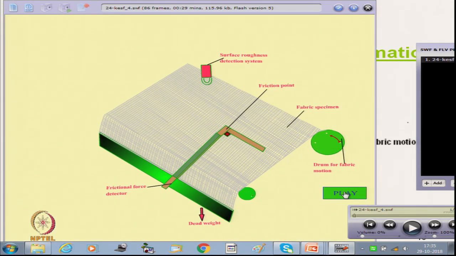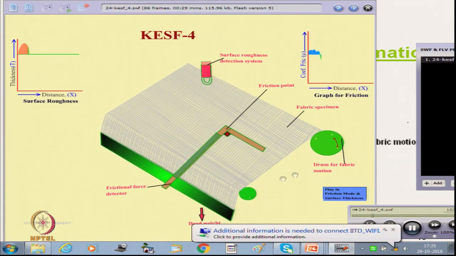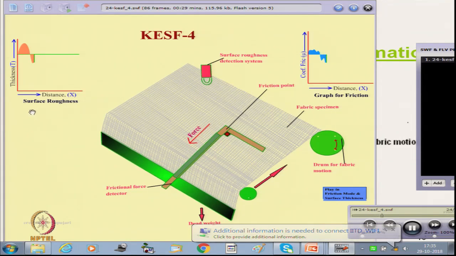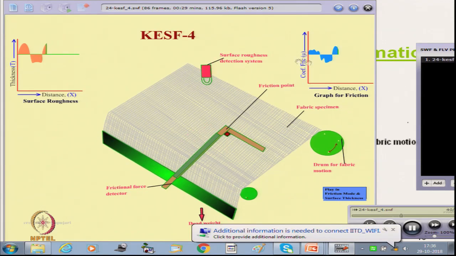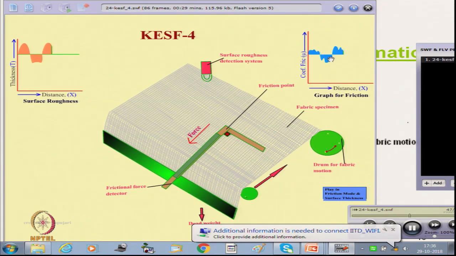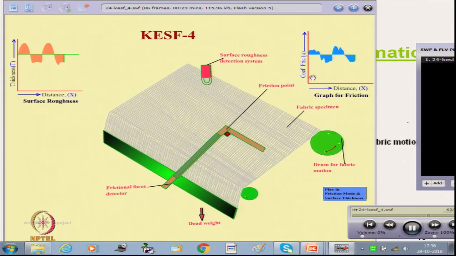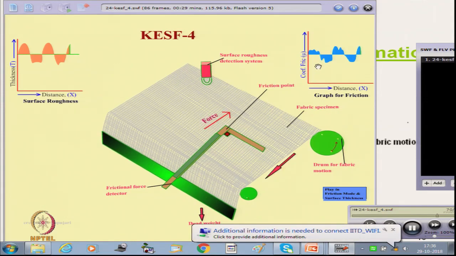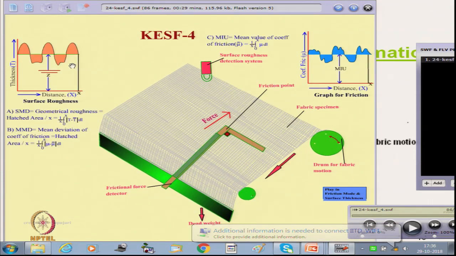Now, once we start, the drum is rotating in the clockwise direction, and this is the surface roughness and here is the friction. We can see that it gives the friction value depending on the direction. Once it is moving in the compression mode, it gives the value in the other direction. And depending on the deflection, we get this curve.